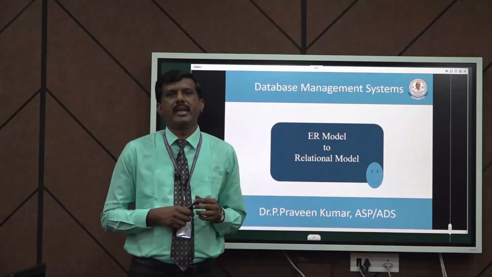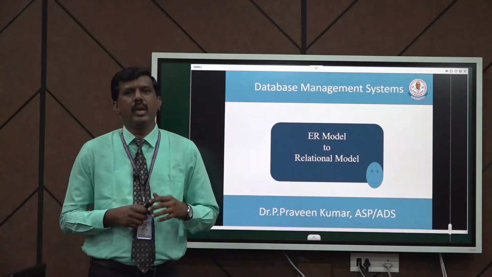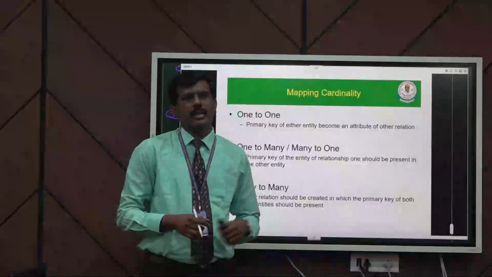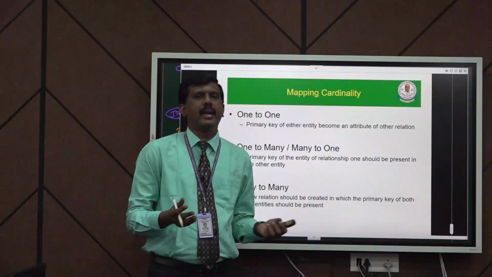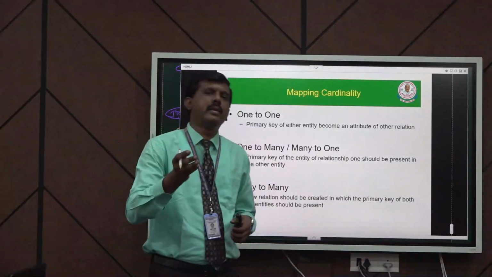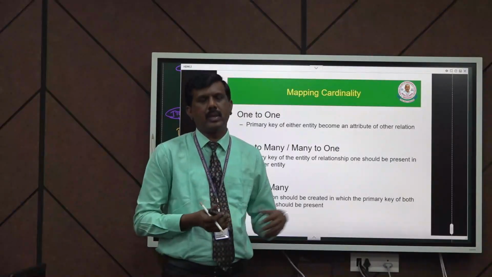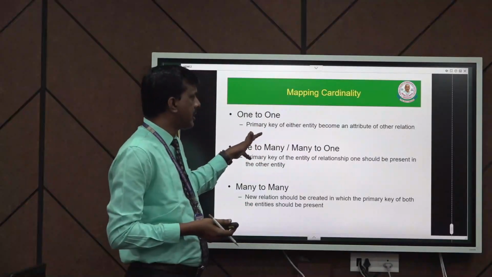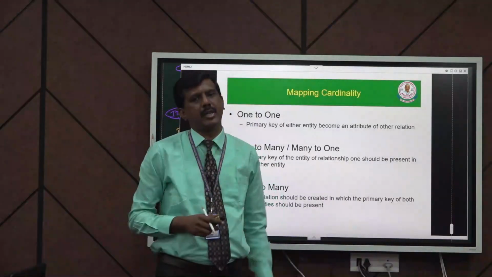In this video, let us discuss how to convert an ER model into a relational model. Now let us move on to cardinality mapping. This is a binary relation. For a binary relation we know four different cardinality mappings: one to one, one to many, many to one and many to many. Now we are going to discuss how to convert this mapping cardinality into a relational model.